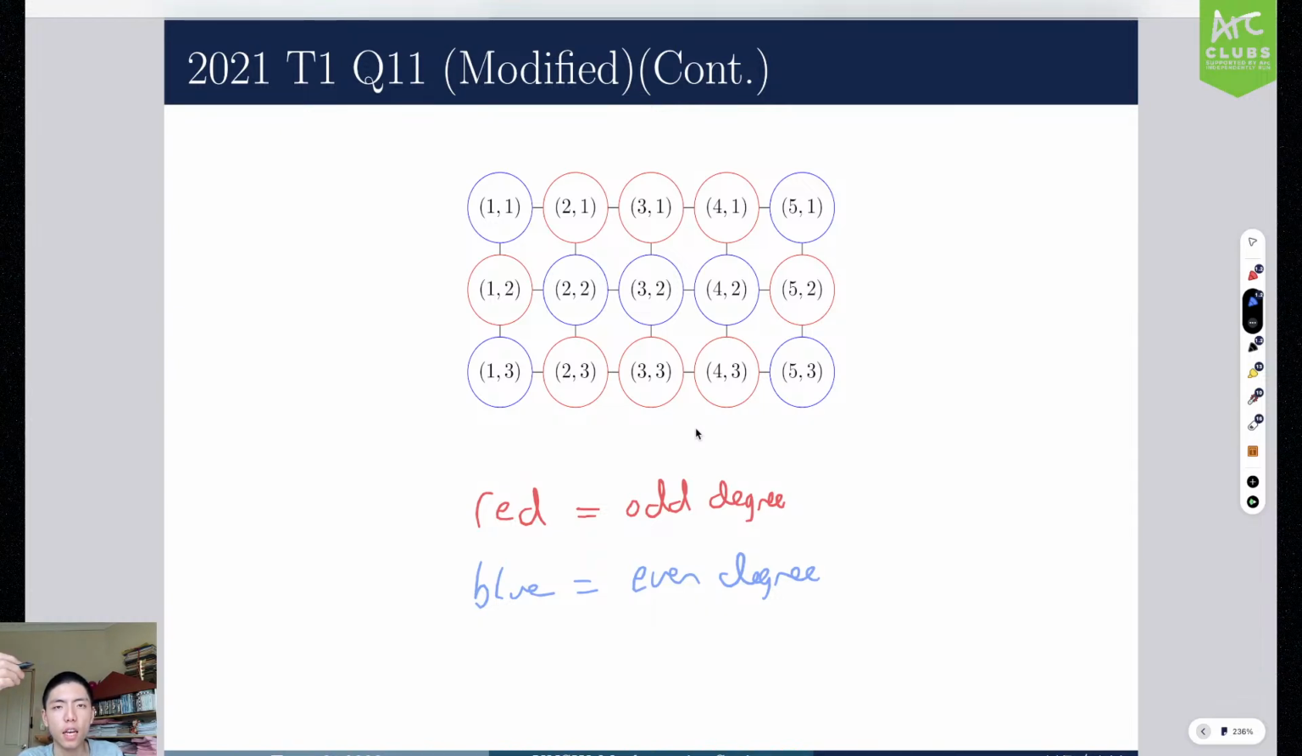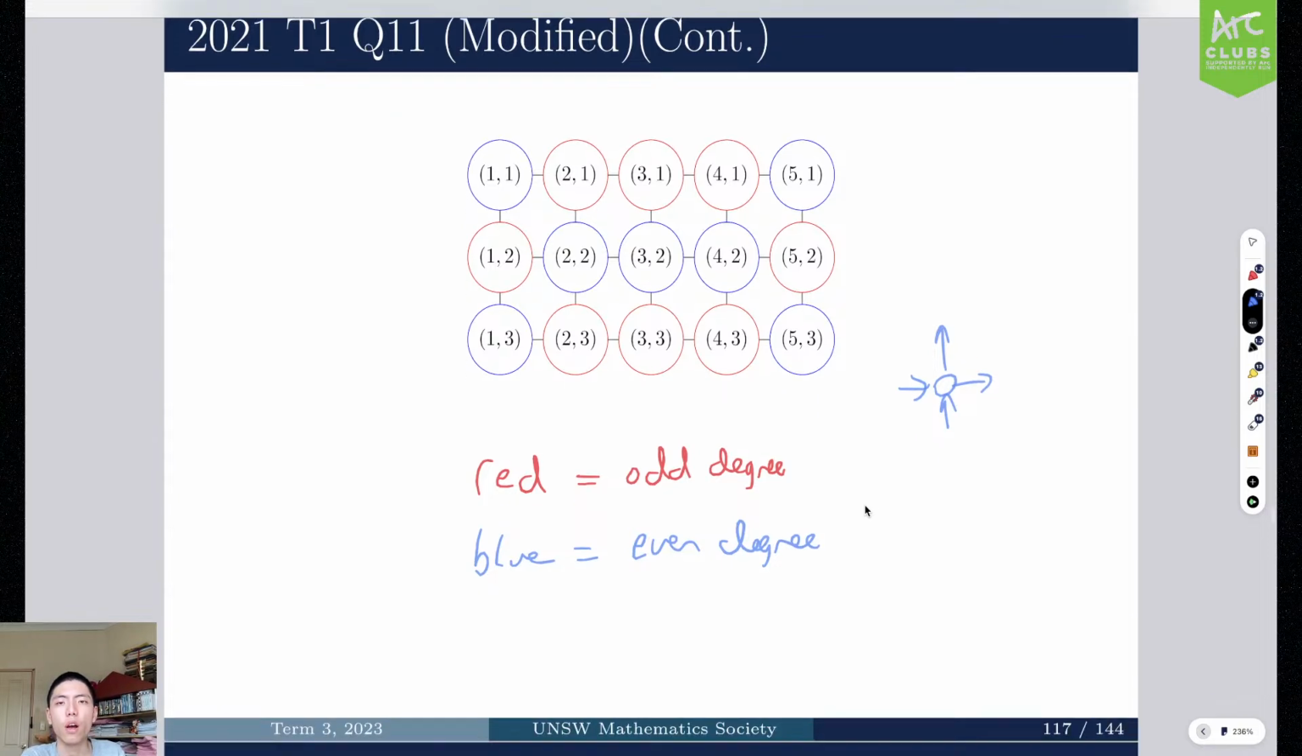If you wanted to have a Euler circuit or an Euler cycle, then you will need to have no odd degrees at all, because everything needs to satisfy the equal entry, equal exit property, right? So that means that every vertex needs to have even degree. So it is not possible to have any odd degree vertices here.